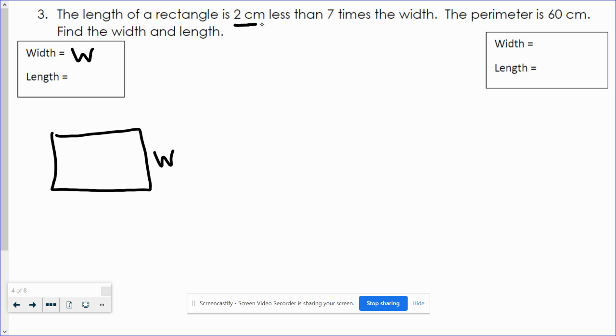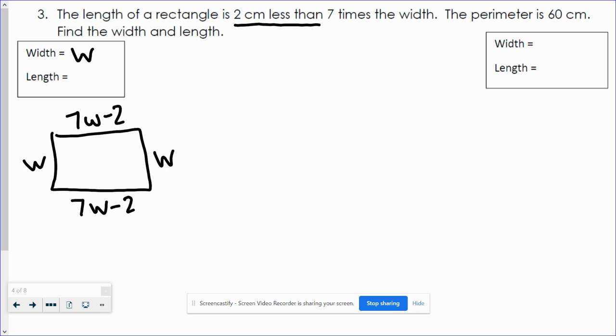I would ignore this "2 centimeters less than" for a second. If I just said 7 times the width, that would be 7W. 2 centimeters less than that would be taking away 2. That's that tricky subtraction. When we say less than, that means that I had to have the other thing to start with, and then I take 2 away from it. So again, this would be a W. This is going to be a 7W minus 2.